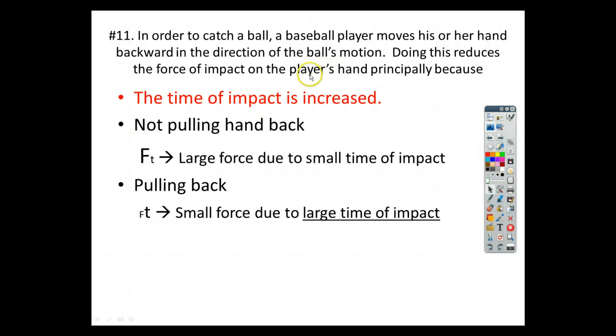Number 11, in order to catch a ball, a baseball player moves his or her hand backward in the direction of the ball's motion. When you do this, it reduces the force of impact on the player's hand, mainly because the time of impact is increased. So if you don't pull back, you feel a lot of force. If you do pull back, that force is small because the t is very, very big.